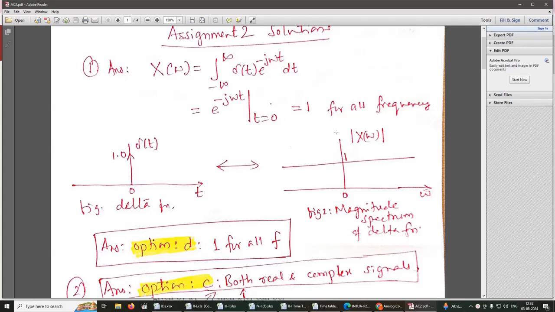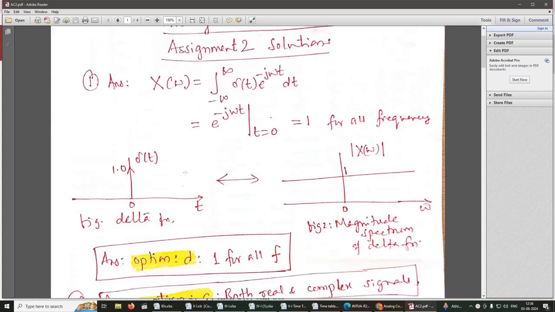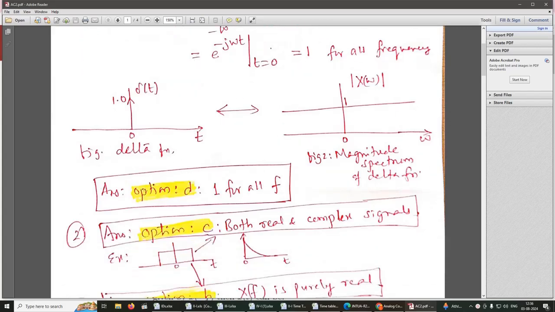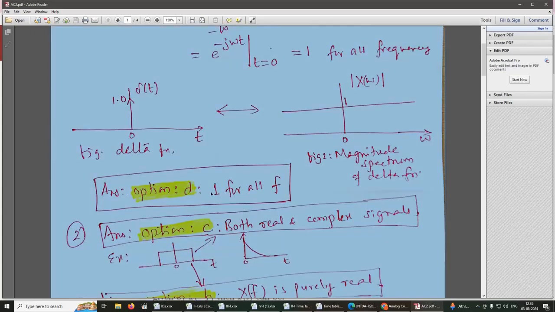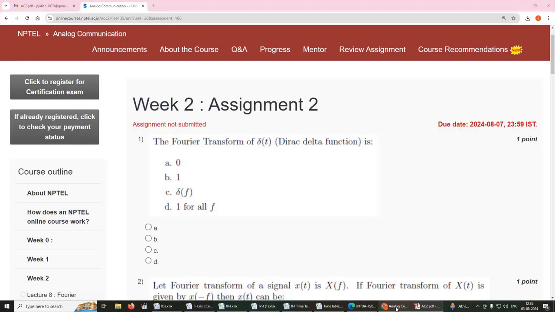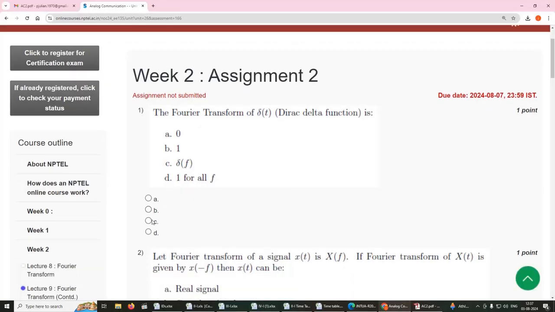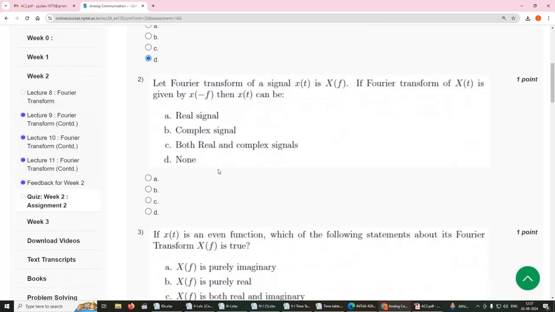This is 1 for all frequency. So the answer is option D, 1 for all frequency. Second question.